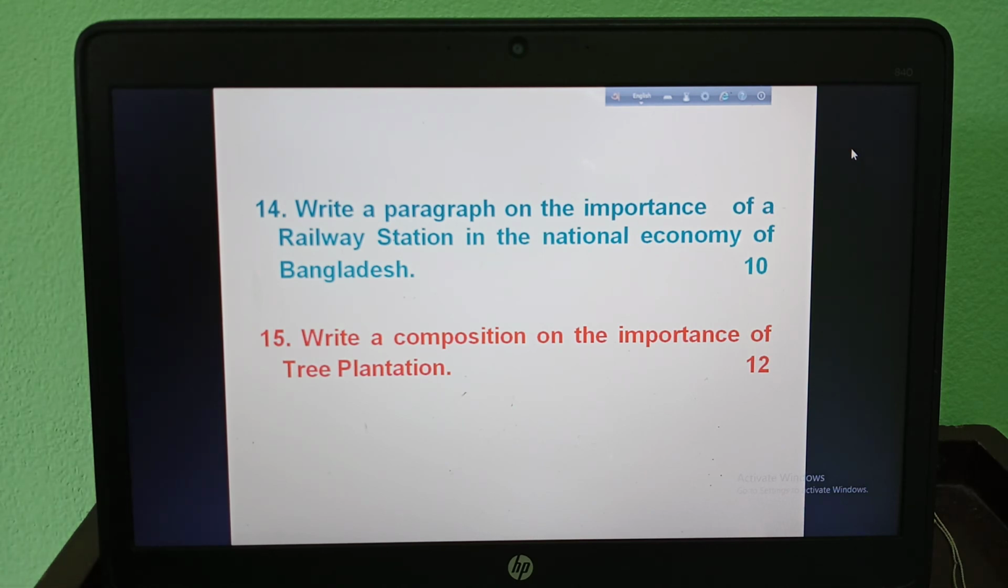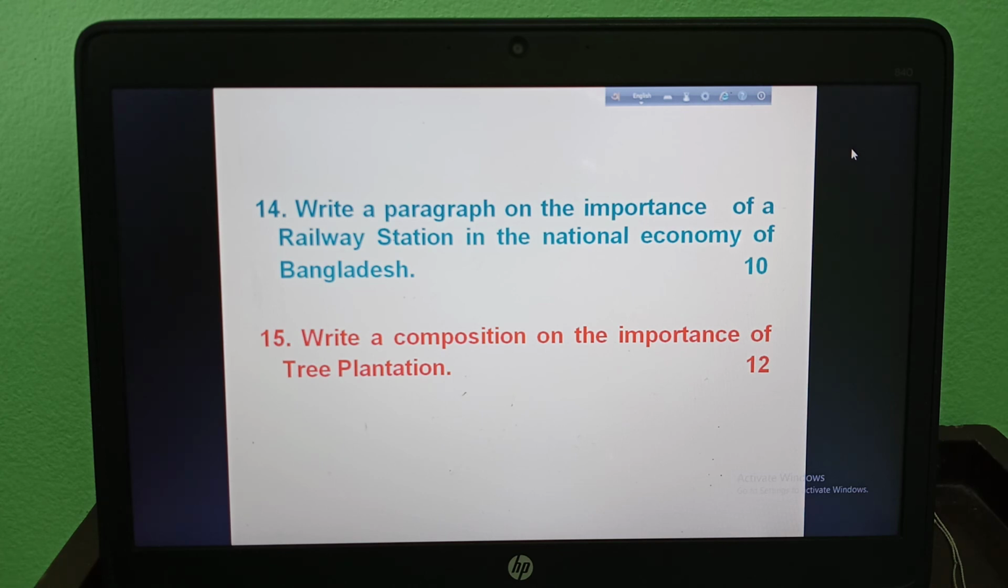Question 14. A paragraph is arranged here, but in first paper you get 5 questions to write the paragraph, but in second paper you may not be given the questions, only you have to write on a topic, and the topic is mentioned in the question paper. Here I have given railway station or the importance of railway station in the national economy of Bangladesh. So take preparation thereon. Now 15.